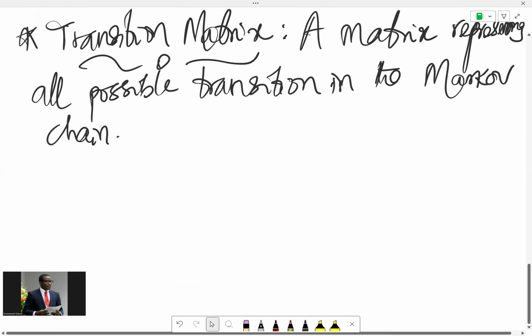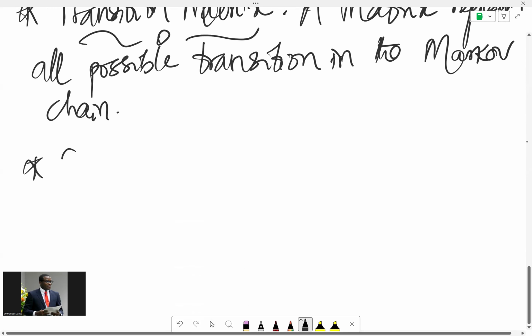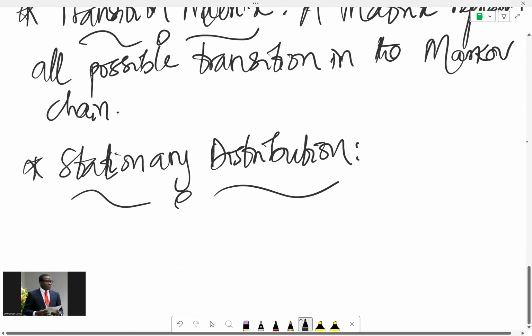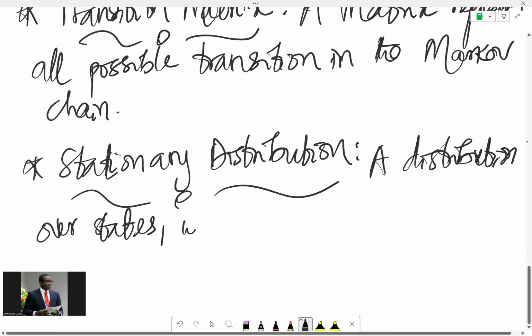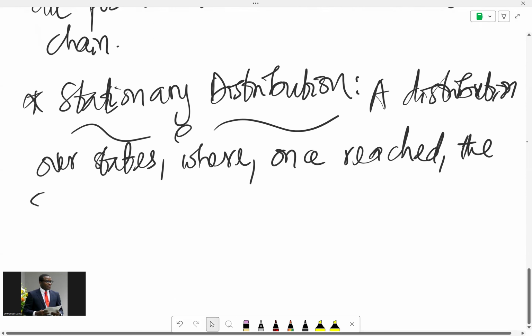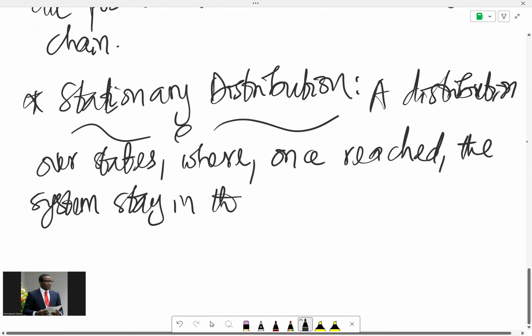Okay, so that's that. And of course, we have what we call the stationary distribution. It is a distribution over states where, once reached, the system stays in that distribution.